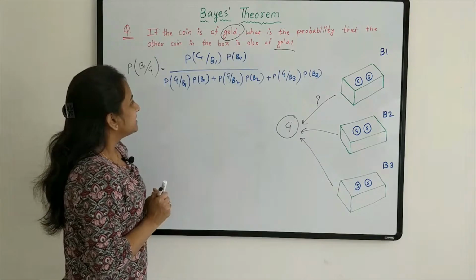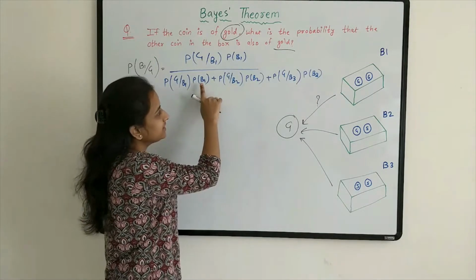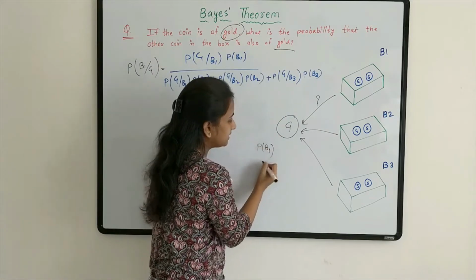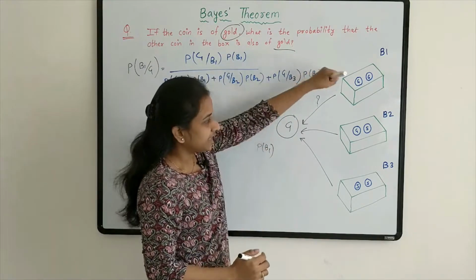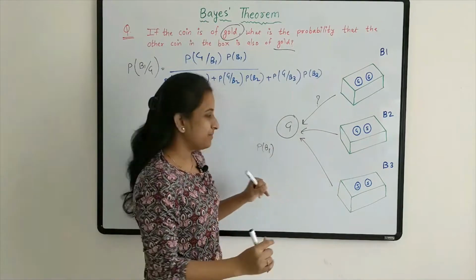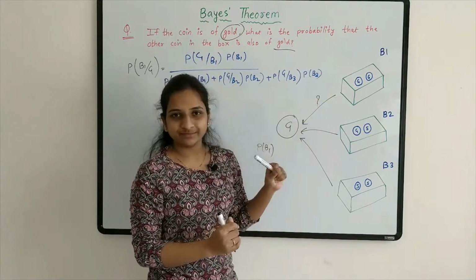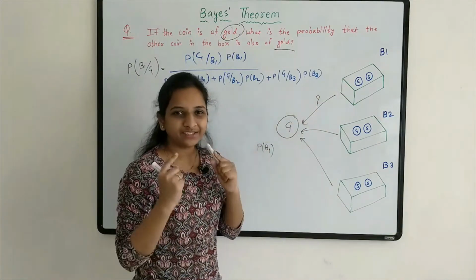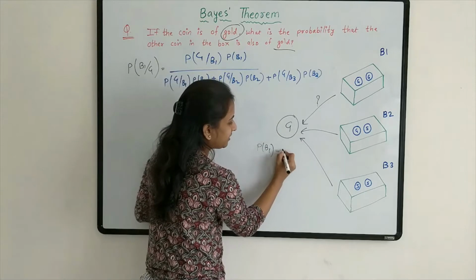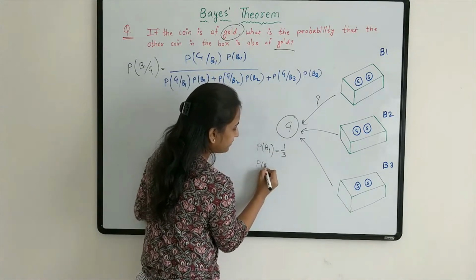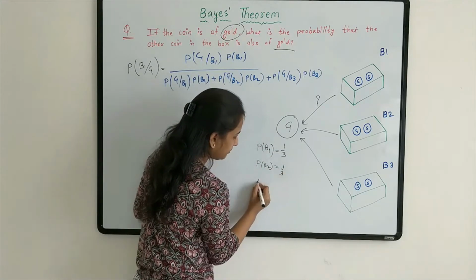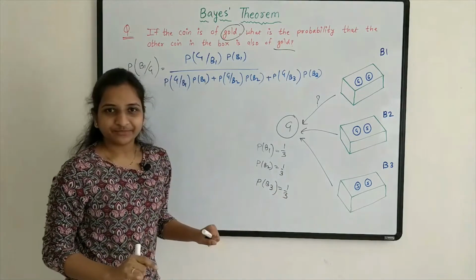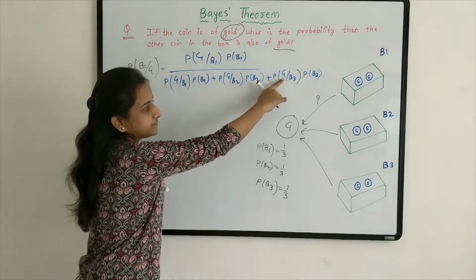Now, see, probability of bag 1, bag 2 and bag 3. Let's find it out. What does this mean? There are three boxes. What is the probability of selecting box 1? 3 boxes are there. That's why selecting one box means probability is 1 by 3. So probability of this is 1 by 3. Probability of B2 is 1 by 3. Probability of selecting box 3 is also 1 by 3. Clear? Now let's find these terms.